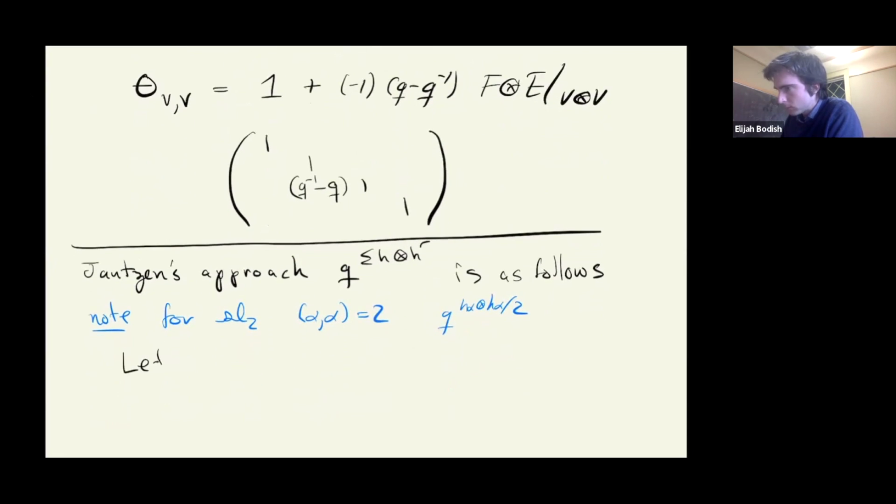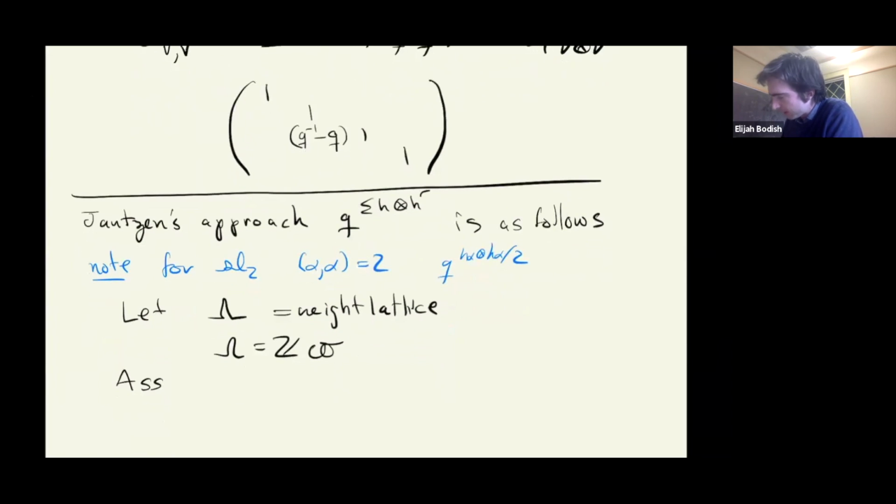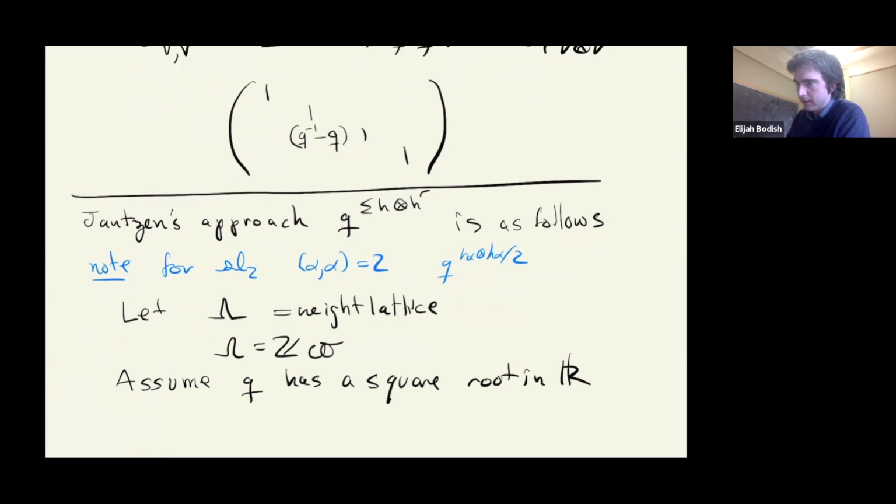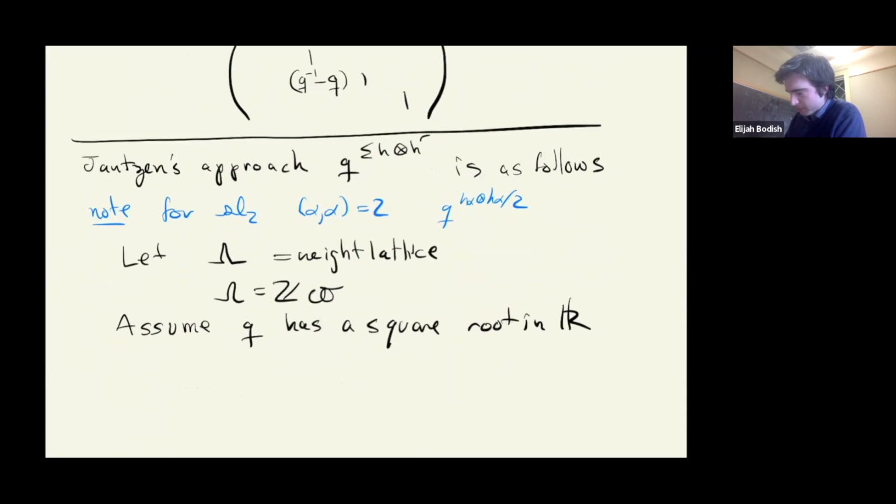So let lambda denote the weight lattice, which is Z times this fundamental weight. And because of this 2 in the denominator, we have to make some assumption. We have to assume that Q has a square root in this field K. So I didn't need this assumption to write down my element theta, but I am going to use it at this point.